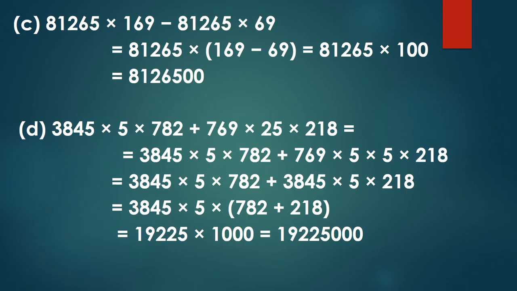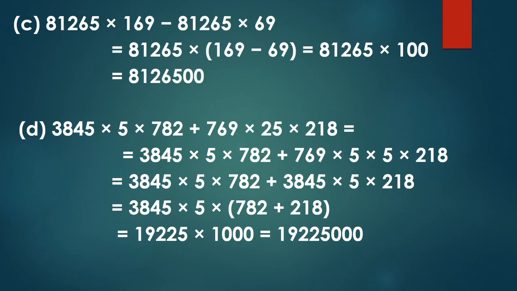See its last part. 3,845 multiplied by 5 multiplied by 782 plus 769 multiplied by 25 multiplied by 218. You will say, ma'am, there is nothing common in this. So see, I will show you how to do it. 3,845 multiplied by 5 multiplied by 782, I have written as it is, plus 769. How can I write down 25? I have written 25 as 5 multiplied by 5 and then multiplied by 218. Clear? Now see the next step.